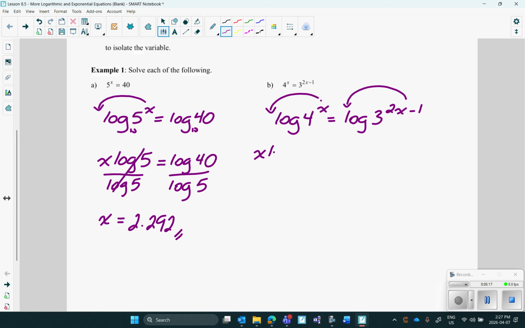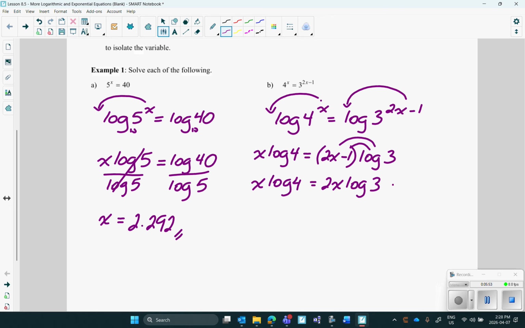So I get x log 4 equals, and remember this exponent has to stay together, so I have to use parentheses, 2x minus 1 times log 3. Well, I can multiply this through. So x log 4 equals, and then I've got to multiply these two. 2x log 3 minus log 3.